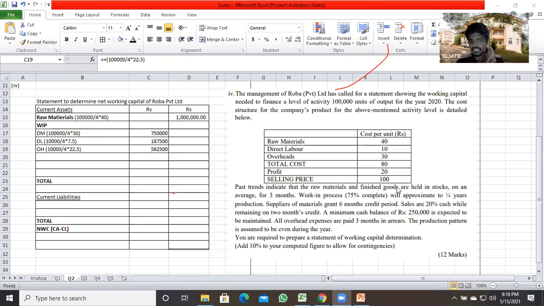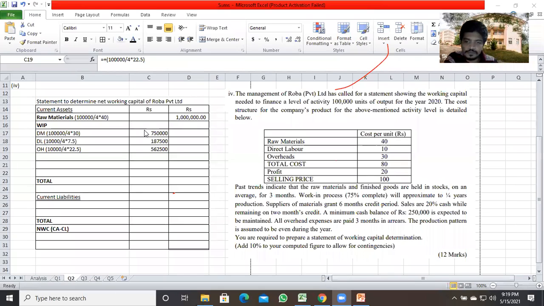You can adapt that method. Simply what you can do is 30 plus 7.5 plus 22.5 into 25,000. That's all. You can get it.